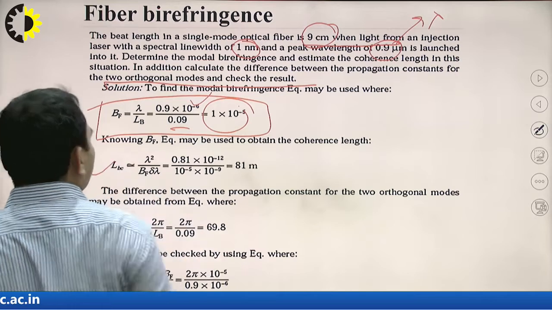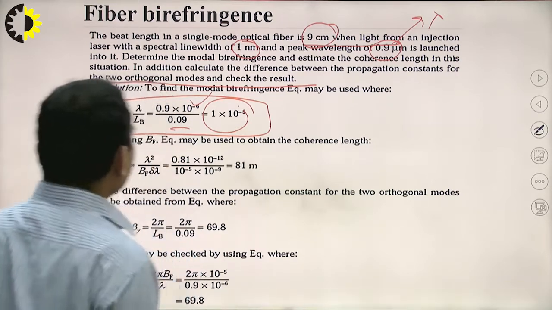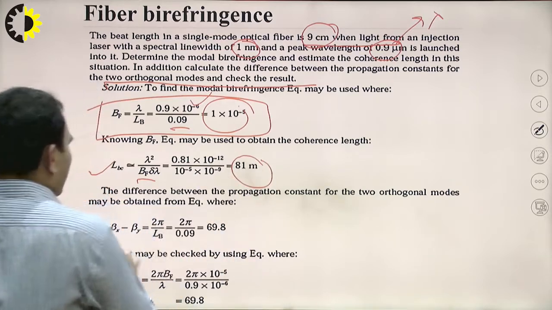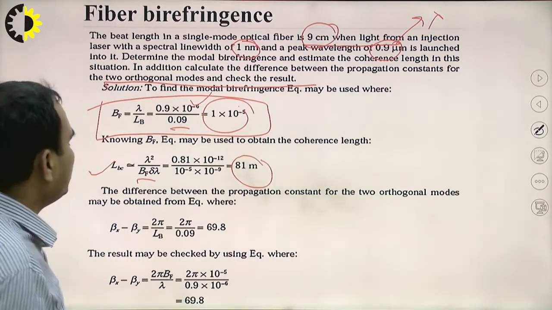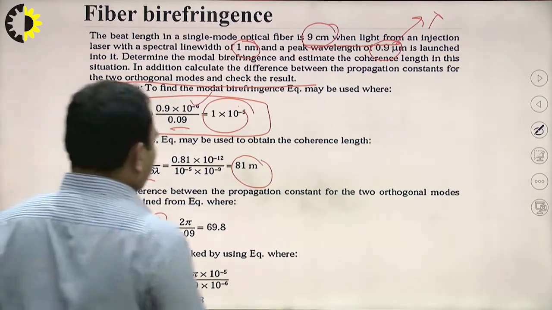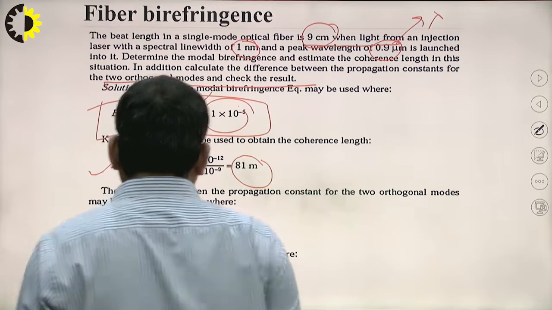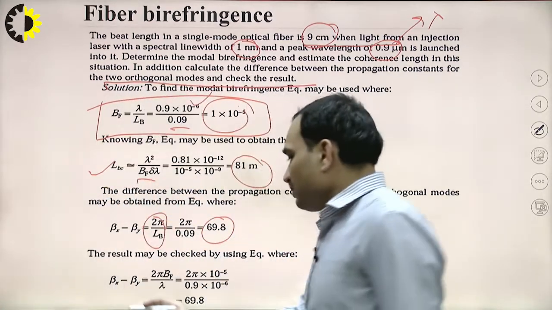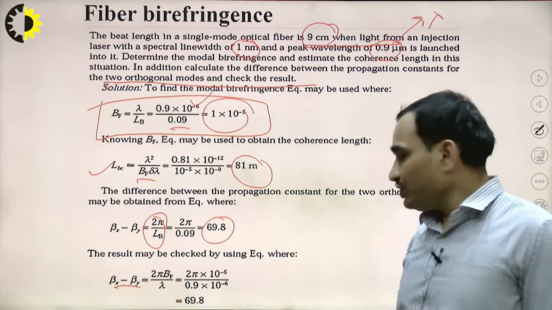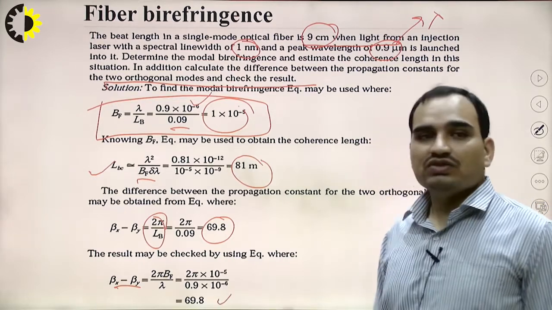Similarly, the coherence length can be calculated as lambda square by (Bf into delta lambda), so we are getting 81 meters. We can calculate the propagation constant difference, that is beta x minus beta y, equals 2 pi by LB, so we are getting 69.8. To check the result, beta x minus beta y is nothing but 2 pi Bf by lambda. Substituting the value, we are getting 69.8, which is exactly the same.